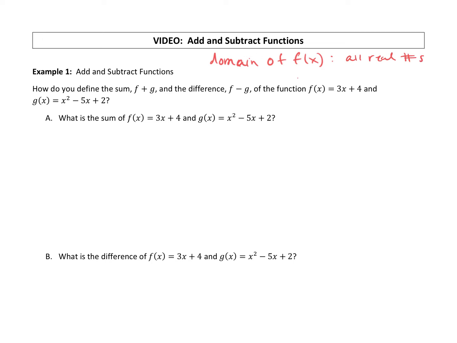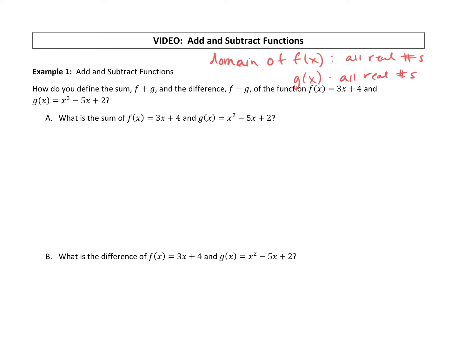And then how about the domain of g of x? So our g of x function, x squared minus 5x plus 2. Is there any restrictions on this domain? Is there any number that you cannot square, multiply by a negative 5, and then do those operations? And there is not a number. You can square anything, you can multiply anything by 5. So our domain for g of x is also all real numbers.